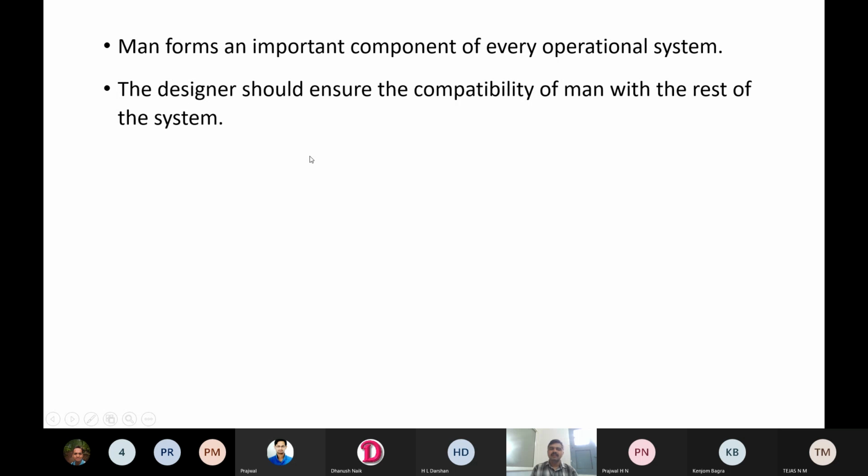So that's why the role of the designer is, you should reduce the complexity of any machine so that with less effort, someone is able to learn how to operate a machine, or someone is able to learn how to drive a car. Like that, the design should be simplified by considering the user friendliness of the product. The designer should ensure the compatibility of man with the rest of the system. That means man should be able to operate all the controls properly. So that is the compatibility of man.